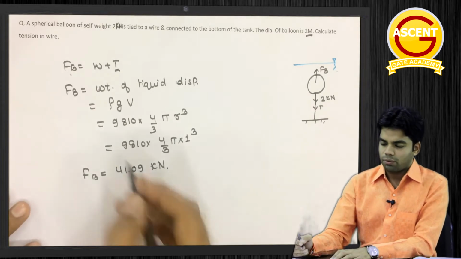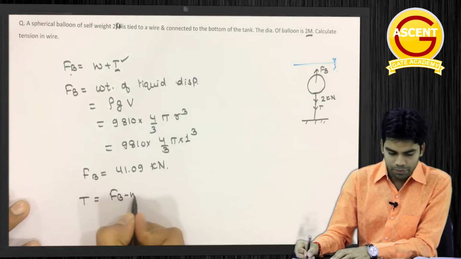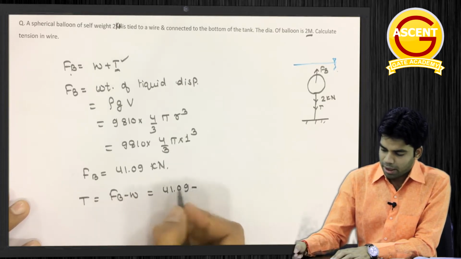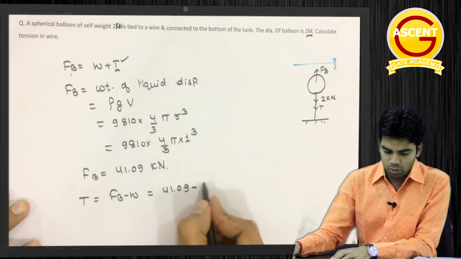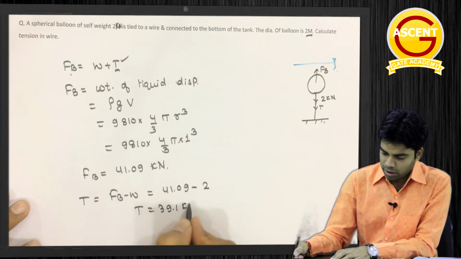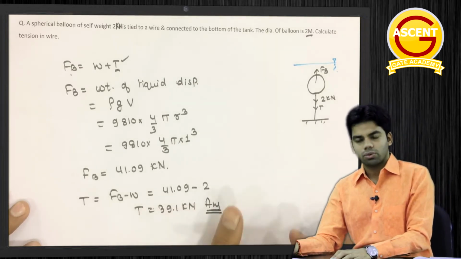Getting this? Okay, now we have to determine this tension. So this tension T will be equal to Fb minus W. So this will be equal to 41.09 minus W, weight is 2 kilonewton. So this tension will be equal to 39.1 kilonewton. Answer. Getting this? So this is how we can solve this question.